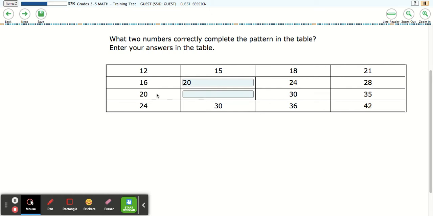Now I think the next one might be counting by 5s, but I'm going to check. 20, something, 30, and 35. Well, from 30 to 35 is definitely a 5 jump. And so I think this is 25, and I'm going to check and see if it sounds right. 20, 25, 30, 35. It sure does. So I'm going to click next.